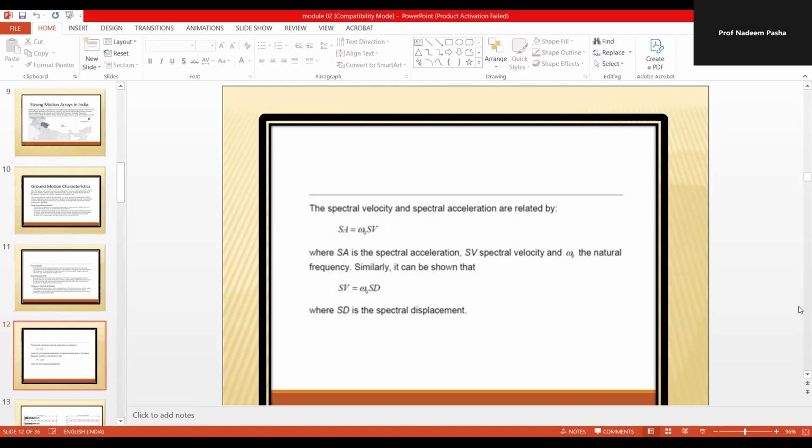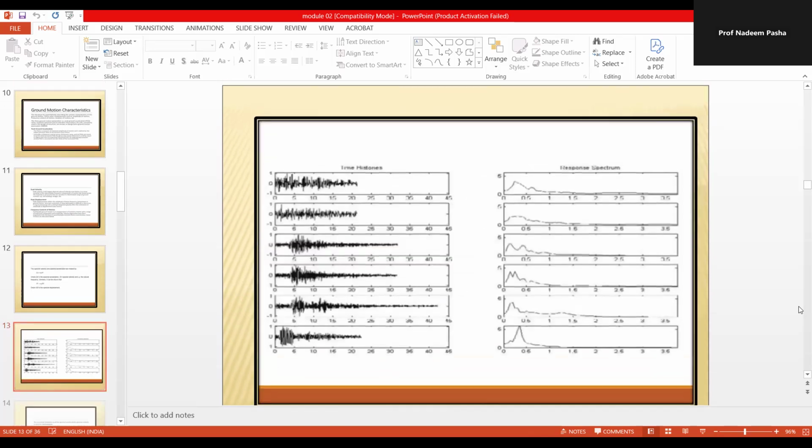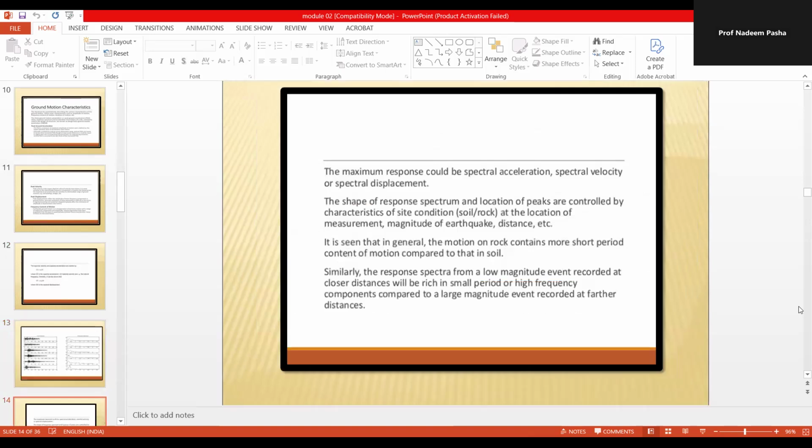SA, that is spectral acceleration, is equal to omega naught into SV, where SA is the spectral acceleration, SV is the spectral velocity, and omega naught is the natural frequency. Similarly, one more relation: SV is equal to omega naught into SD, where SD is the spectral displacement. So these are the graphs.